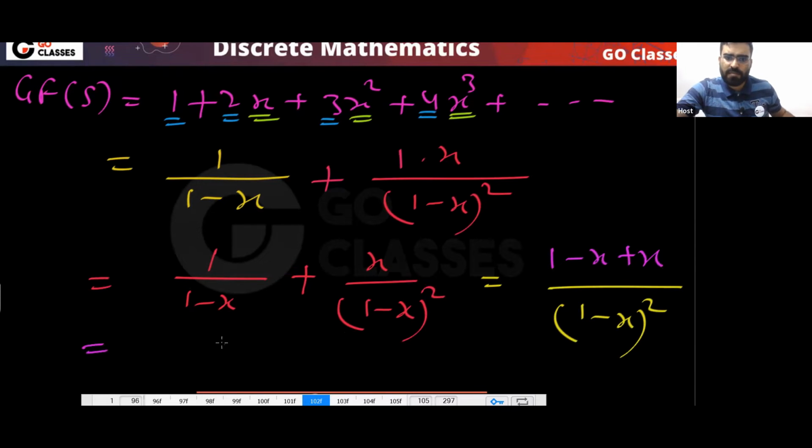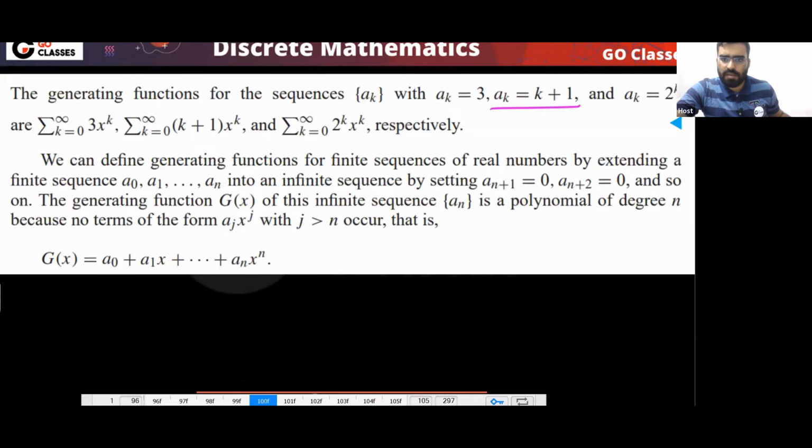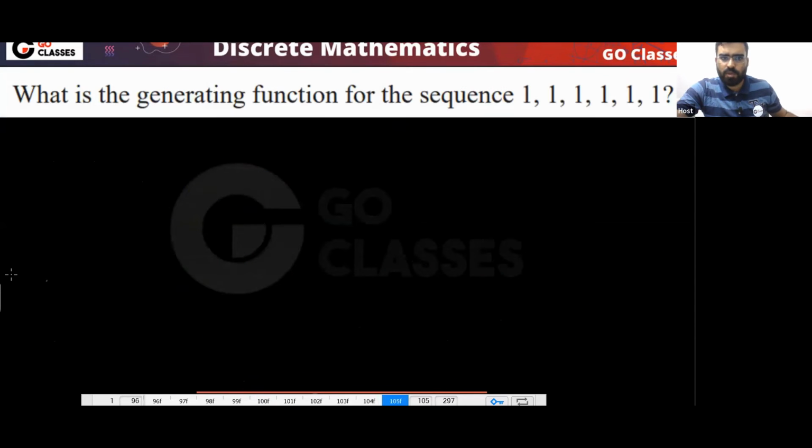So what will that be? If you take the LCM, that will be 1 upon 1 minus x whole square. So this is your final answer. They can give you this option or they can give you that option, they can give you any option. Is this clear? Let me know.